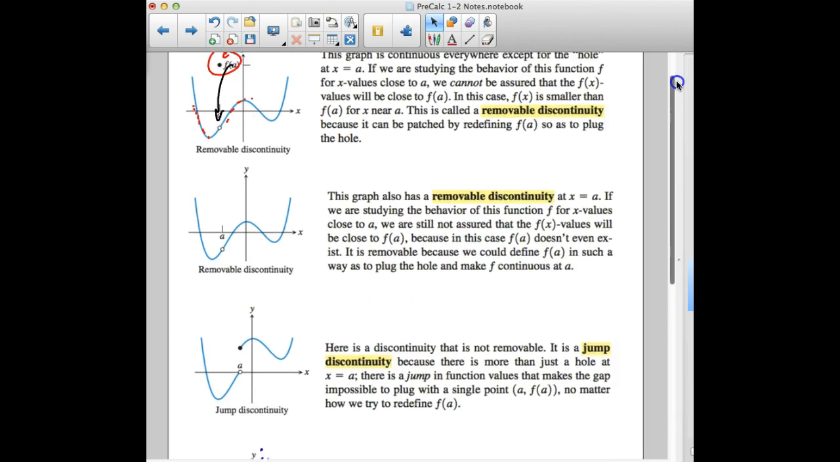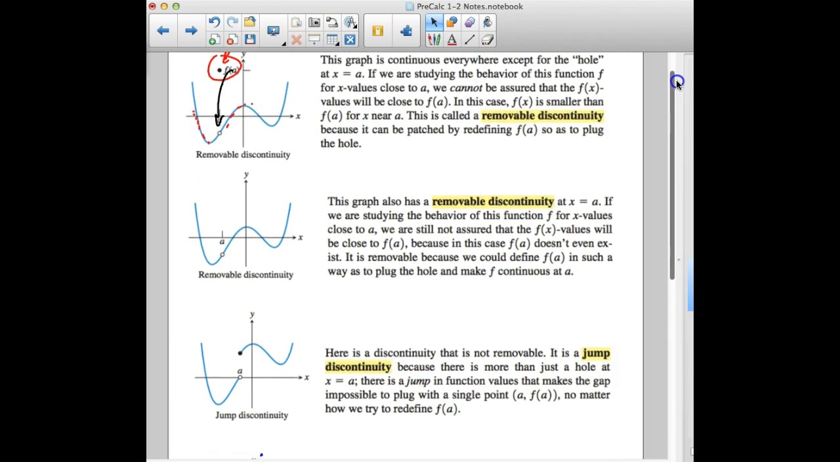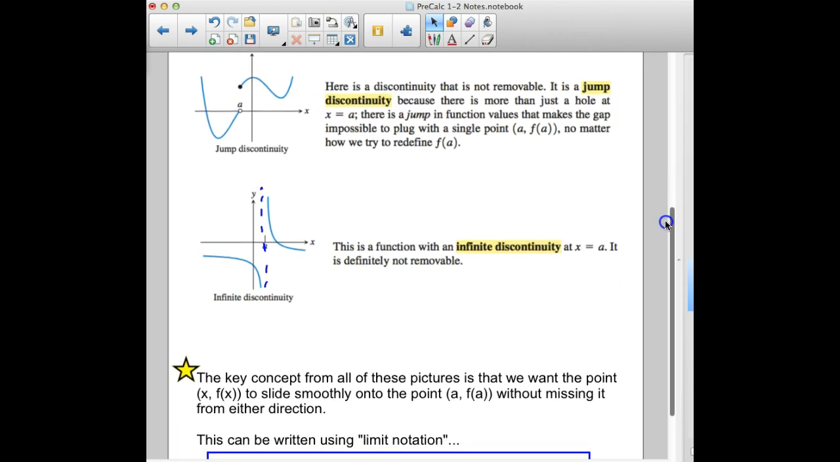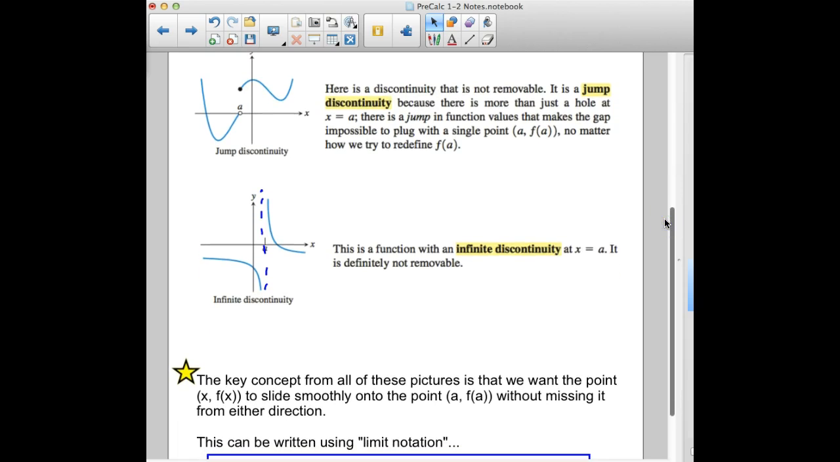So the first two up here would be considered removable because we can plug the hole. The second two are considered non-removable discontinuities. But again, one is considered jump, one is considered a vertical asymptote or infinite discontinuity.